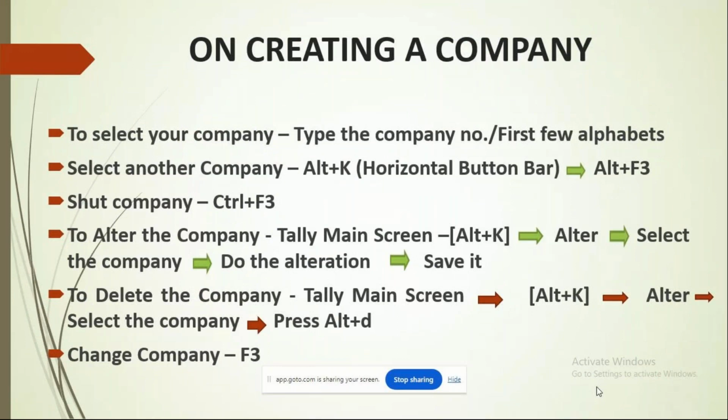Second is, suppose you're having multiple companies, let's say we have the main as well as the subsidiary, or the branch books of account, so we can create other companies as well, and we can select the other company by using the option of Alt F3, which I'll show you now. And we have the concept of shut company. What a shut company is: without quitting the TallyPrime software, we can close the books of accounts. So let me show you first how you select another company.